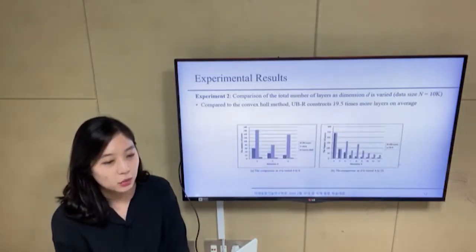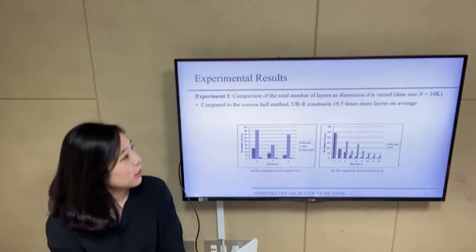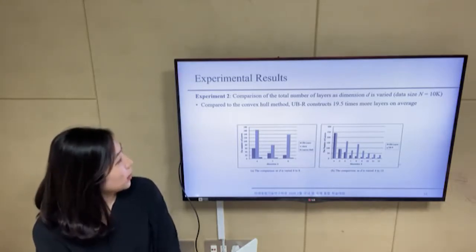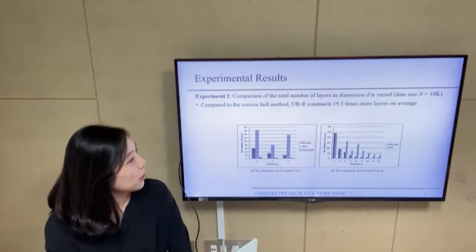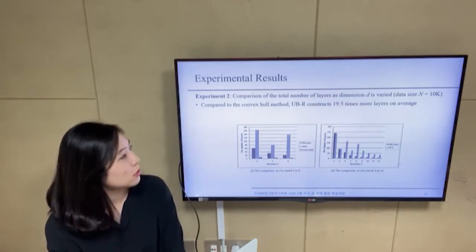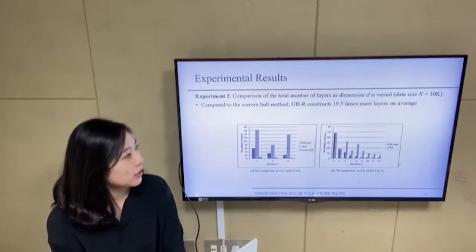And next, we compare the total number of layers as dimension is varied. Compared to the convex hull method, UBR constructs 19.5 times more layers on average.